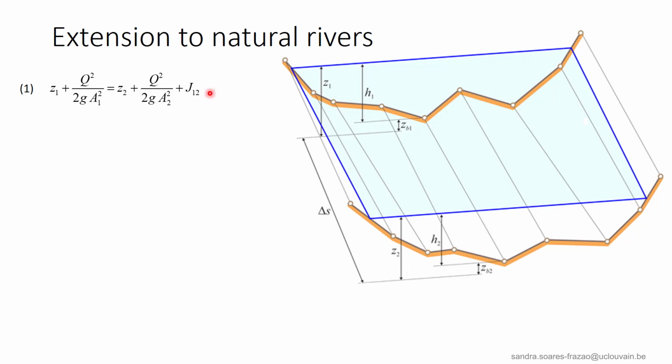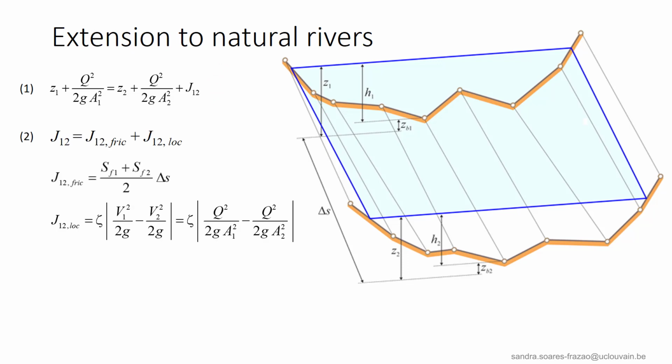In this equation, J1,2 represents the head losses between sections 1 and 2. These head losses can be of two different types: general losses due to friction and local losses due to local singularities. The friction losses are calculated as the average value of SF, the friction slope, at each cross-section, and SF can be calculated using Manning's formula, for example. The local losses are generally determined from the difference in kinetic energy between the two cross-sections, with a head loss coefficient zeta.